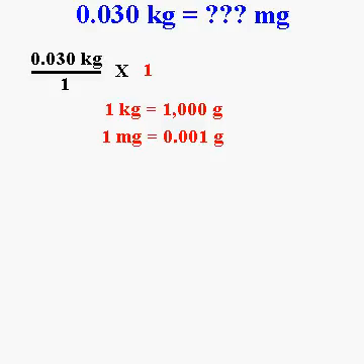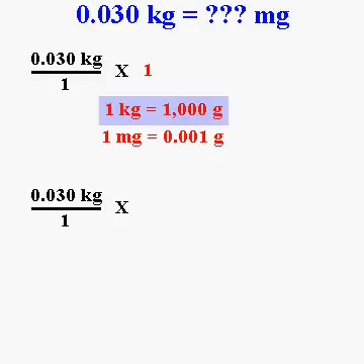We've got our number, 0.030 kilograms. We put it over 1 to make it a fraction, and then we multiply by 1. But the expression we use for 1 comes from the first conversion relationship. 1 kilogram equals 1,000 grams. Now I want kilograms to cancel, so the 1 kilogram will go on the bottom of the fraction, and I want the grams to survive, so it goes on the top of the fraction. So when we multiply 0.030 kilograms over 1 by 1,000 grams over 1 kilogram, the kilograms cancel, leaving us with 30 grams.